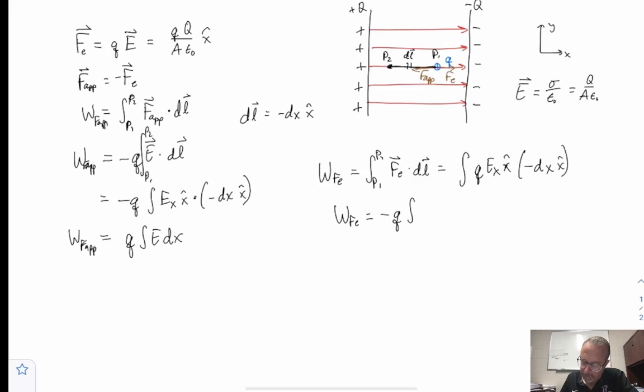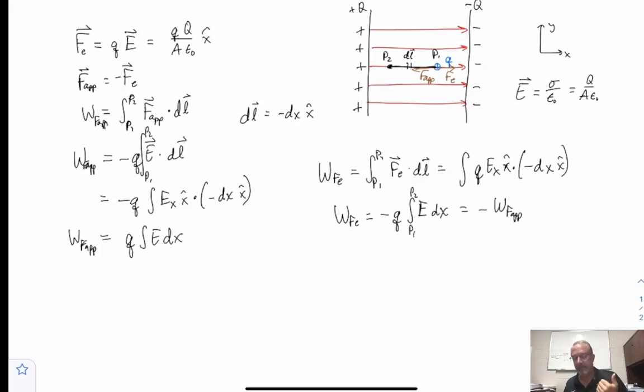The reason I'm leaving the E in here is that for the field that we've got, it does not depend on x, and so that would come out of the integral. In a steady electric field, that also could come out. But I'm going to leave it in there for now because I want to keep this a little more general. And x hat dot x hat gives 1, and so we end up with a minus dx. And so what we see here is the work done by the electric force is equal to the negative of the work done by the applied force.